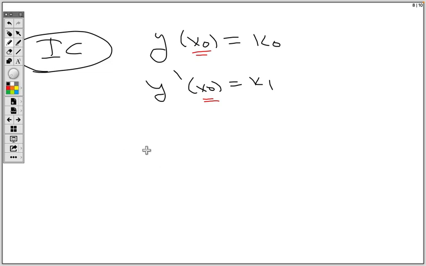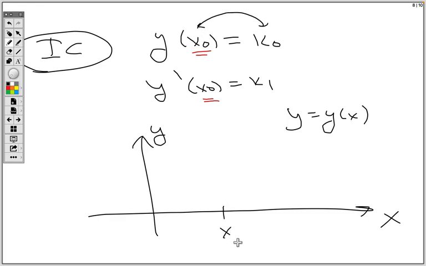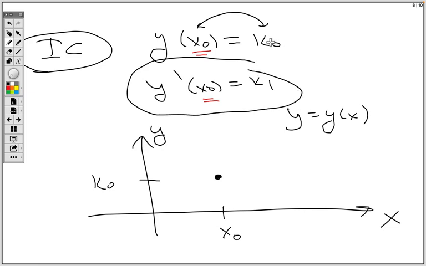Now what this does for us geometrically, if I'm graphing my solution here, y at x naught equals k naught gives us a particular point that the solution curve is going to go through. What does y prime give us? So y geometrically gives us the actual location on the graph. Y prime is going to give us the what? Yeah, the slope.